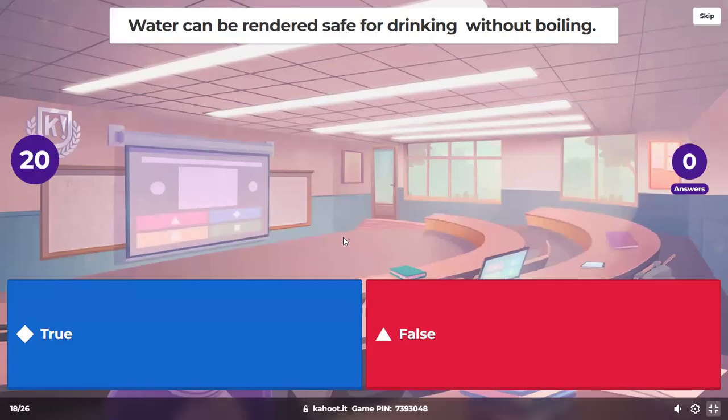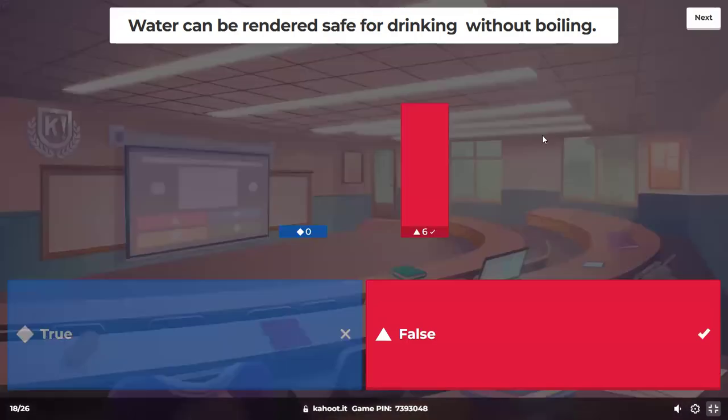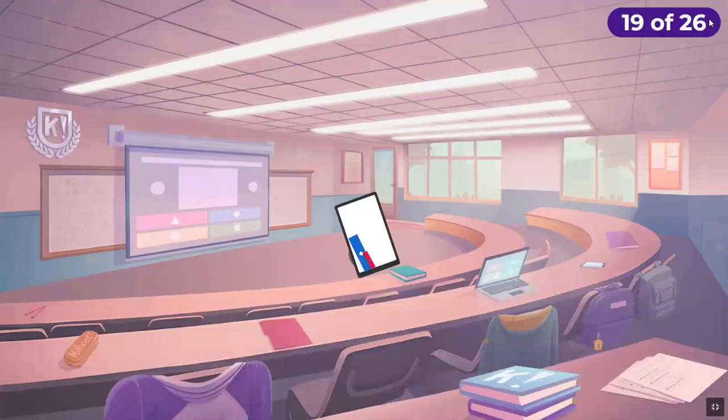Water can be rendered safe for drinking without boiling. Is this true or false? Does it matter that we boil it? Look for those key terms that change the whole statement. Okay. With boiling, it should say with, so that without is false.